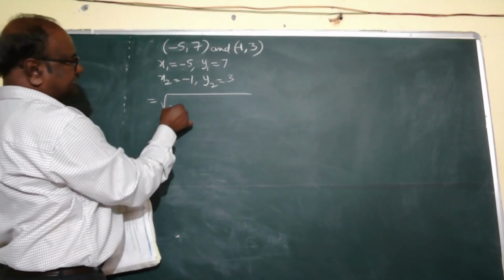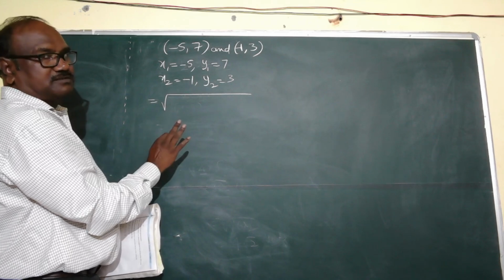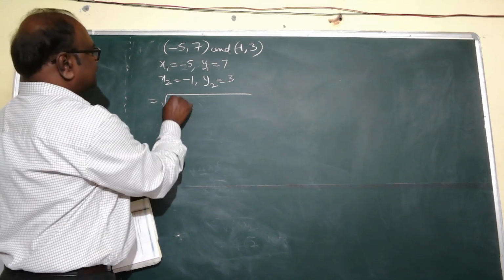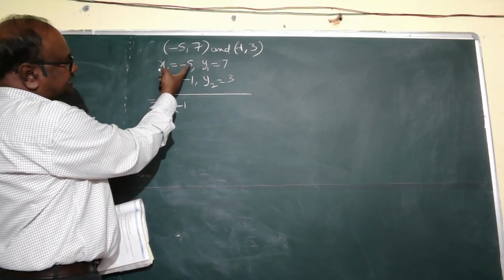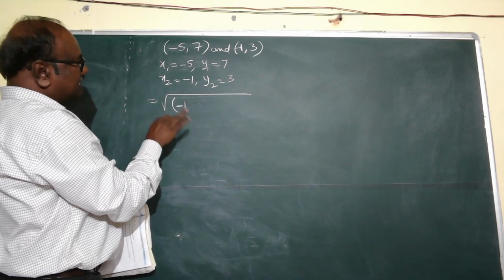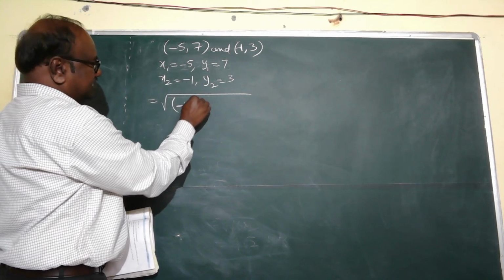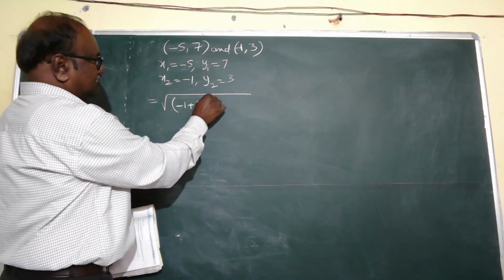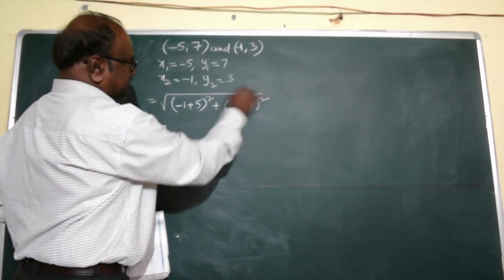Under root x2 minus x1. I am not writing the formula, but you have to learn it by heart. In the examination, you have to write the formula, okay? Because you will do only one problem in the examination, no? So x2 minus x1: -1, and x1 is minus 5. Don't keep any brackets. Directly multiply. In the formula minus is there and x1 is also minus. Minus into minus is plus 5. Directly write. Otherwise, if you keep any brackets, you will get confusion. Whole square plus y2, 3 minus 7, y2 minus y1 whole square.